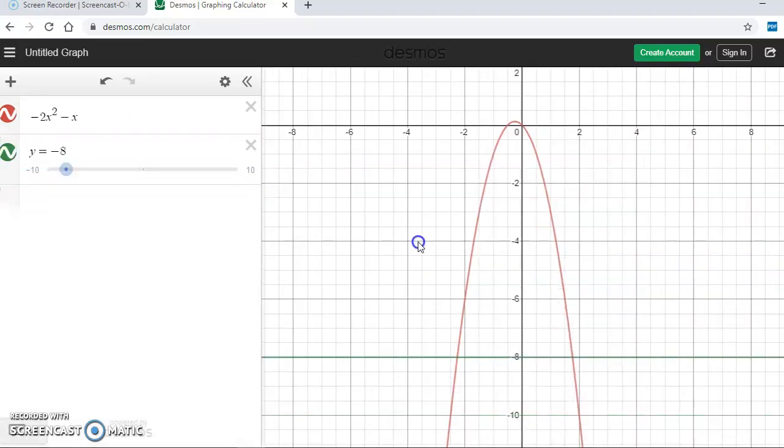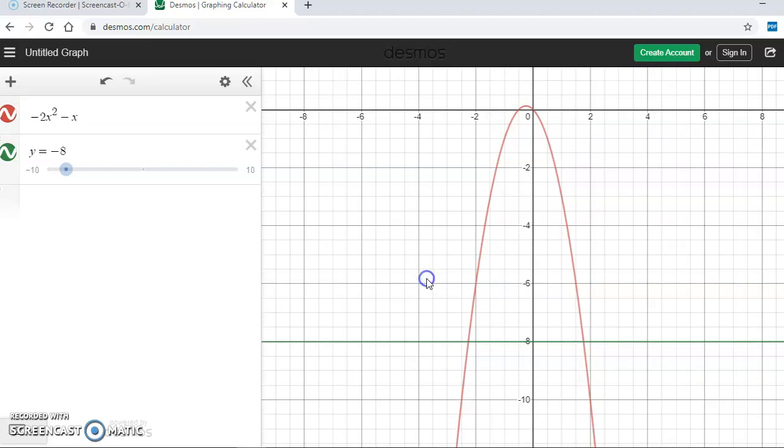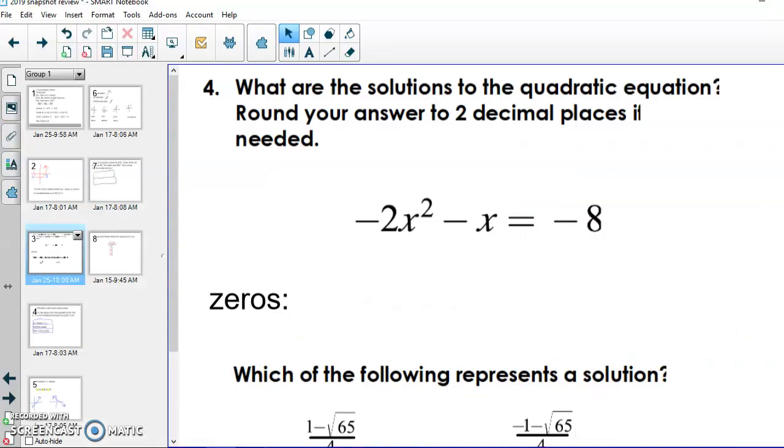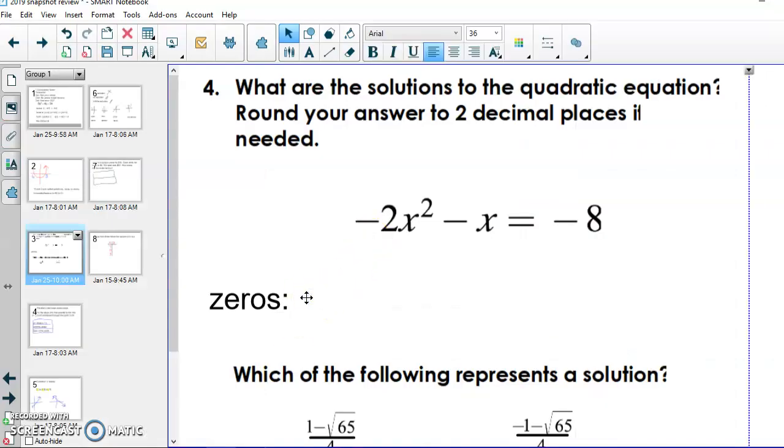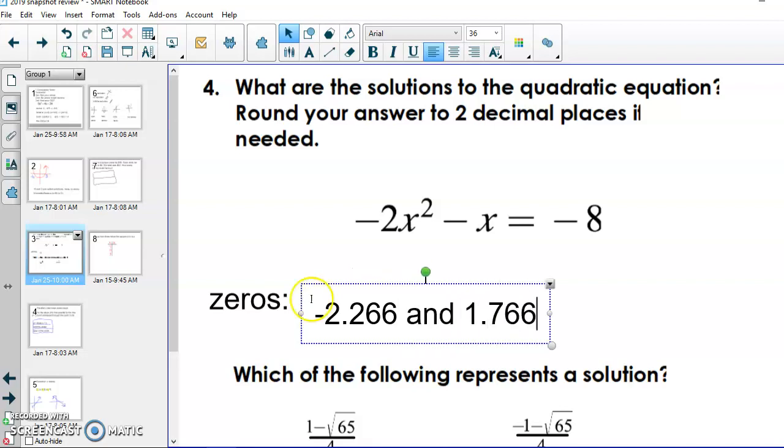Okay, and I want you to sketch on your graph, on your paper, this quadratic with the line crossing through at negative 8. So sketch this image on your graph. Now I need to find my zeros. So my zeros are negative 2.266 and 1.766. Okay, so I can type that in right here. It was negative 2.266 and 1.766.